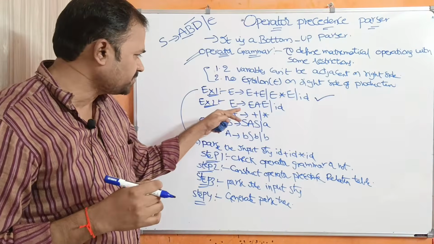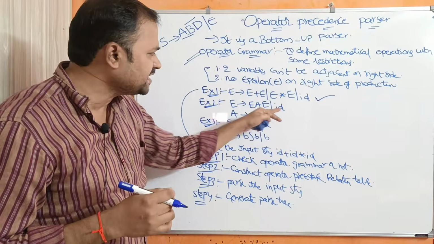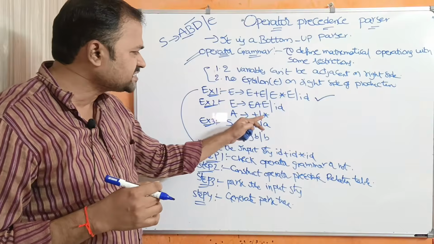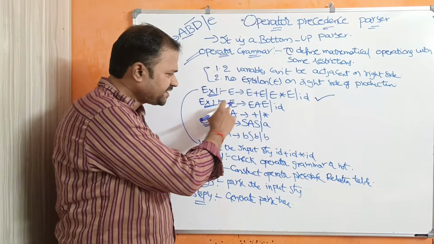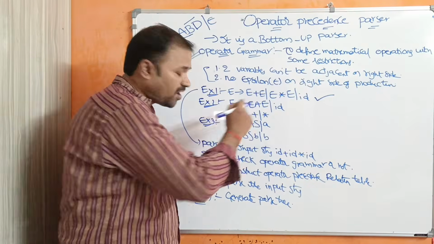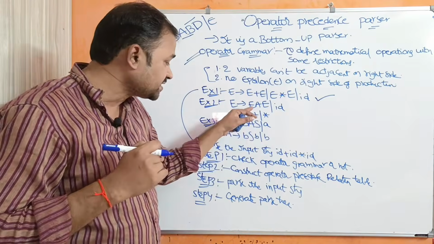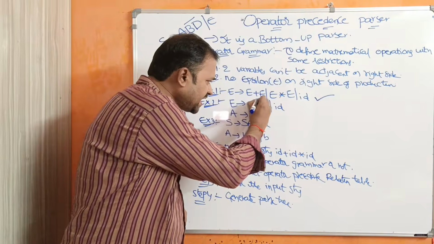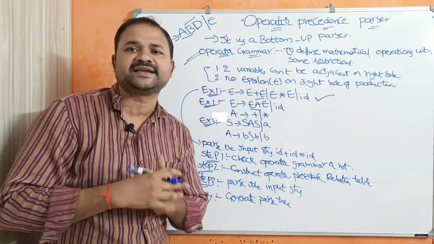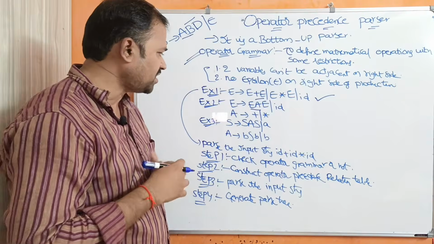Let us take this example. E produces EAE or ID. A produces plus or star. The second production is operator grammar only. But coming to the first one, this is not operator grammar. Why? Because here we have two adjacent variables, and AE is another pair of adjacent variables. Okay. So it is not allowed.